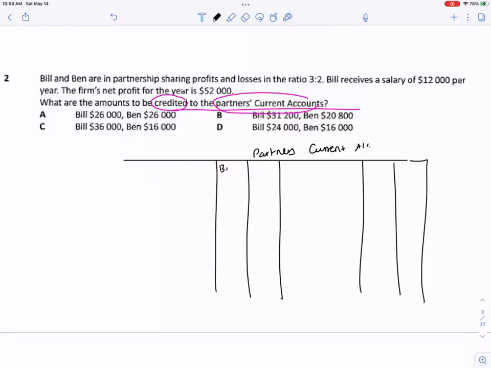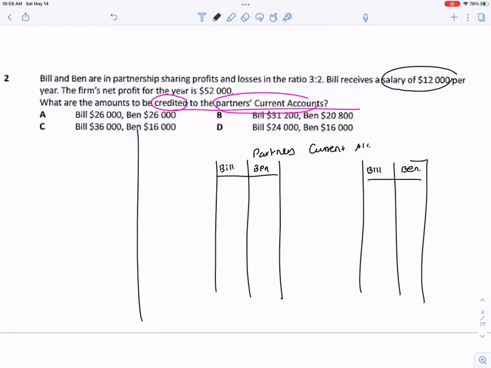You have Bill and you have Ben. Jonathan, tell me, if Bill is getting a salary, we are giving him a salary. Is it income from partners or expense towards partner? Ma'am, could you repeat it again? Do you remember the format of profit and loss appropriation account?